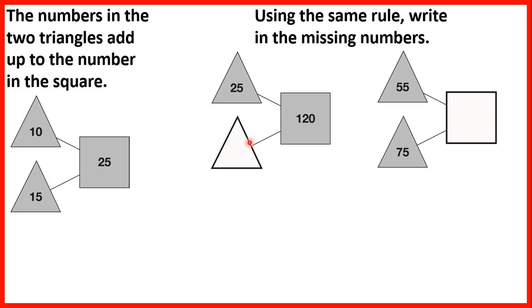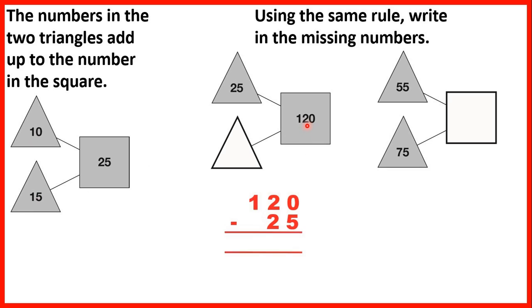Now, if you're not sure what to do here, what you can do is look back to the example. So imagine this triangle here was missing. How would we be able to find it? We'd have 10 plus something is 25, and we'd be able to work out this missing triangle by working out 25 minus 10 to make 15.